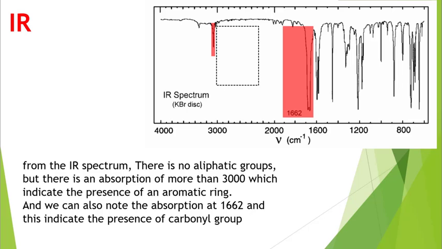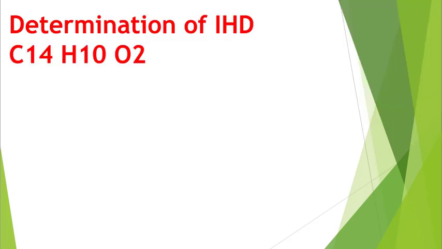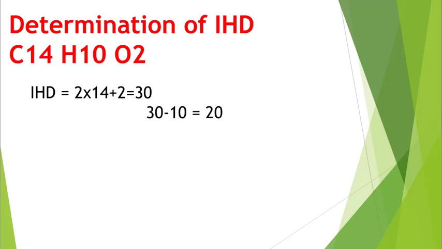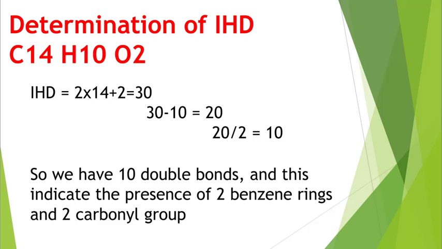Then we should find the index of hydrogen deficiency by analyzing the chemical formula. C14H10O2. 2 multiplied by 14 plus 2 equals 30. 30 minus 10 equals 20. 20 over 2 equals 10. So we have 10 double bonds, and this indicates the presence of 2 benzene rings and 2 carbonyl groups.